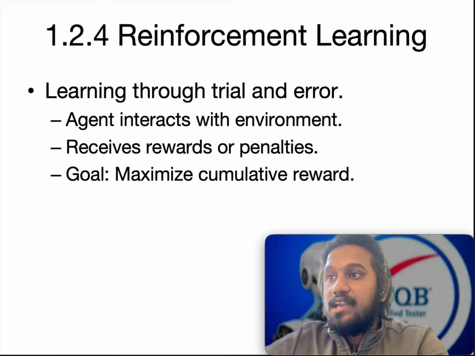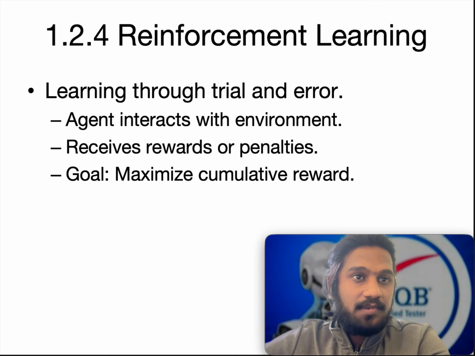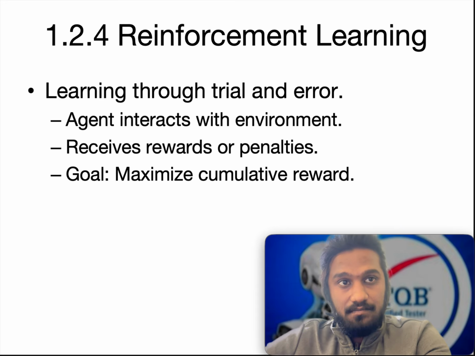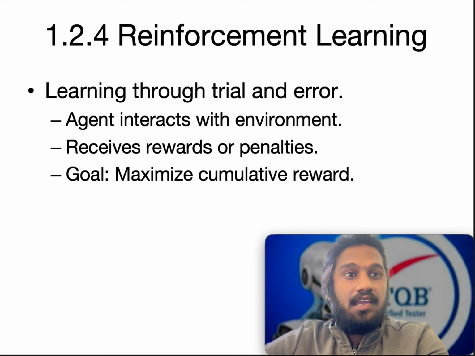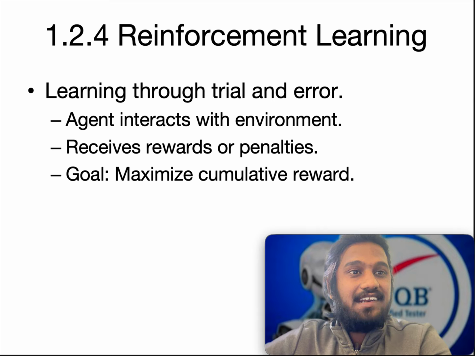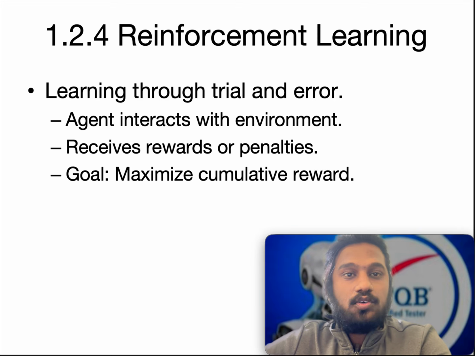So now let's understand what reinforcement learning is. Reinforcement learning is different from the other two. Here, an agent interacts with an environment, performs actions, and receives rewards or penalties. The goal is to maximize total rewards over time.